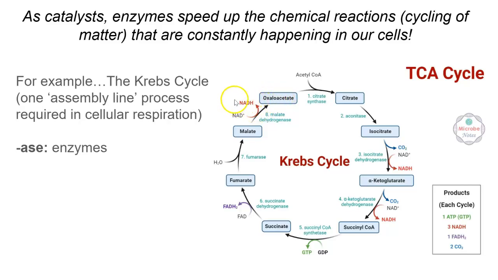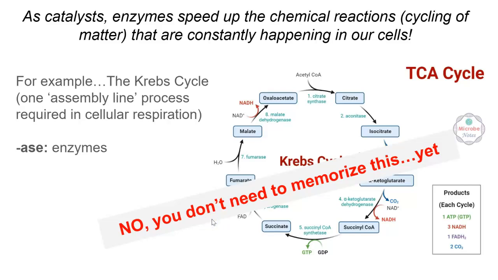Okay, you see the picture here. Each of these enzymes is involved in this part of the Krebs cycle. Okay, this is a very important cycle in cellular respiration. So every single chemical reaction that happens in our body is controlled by a protein called an enzyme. Okay? You don't have to remember this. Not yet. Maybe in college. Maybe if you take AP Bio.